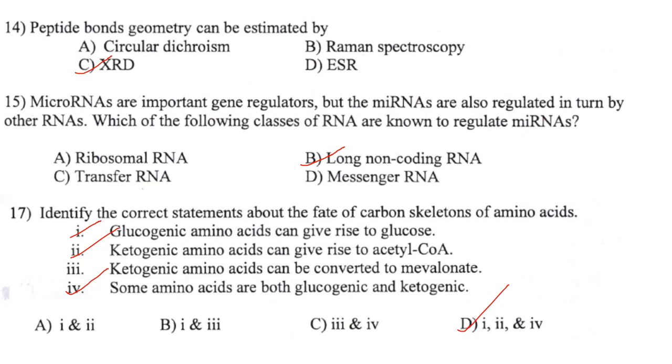Then next one. Identify the correct statement about the fate of carbon skeleton of amino acids. Glucogenic amino acids can give rise to glucose. That's correct. Ketogenic amino acids can give rise to acetyl-CoA. That's also correct. Ketogenic amino acids can be converted to mevalonate. That is not correct. Some amino acids are both glucogenic and ketogenic. That is also correct. So the answer here is option D, 1, 2 and 4.